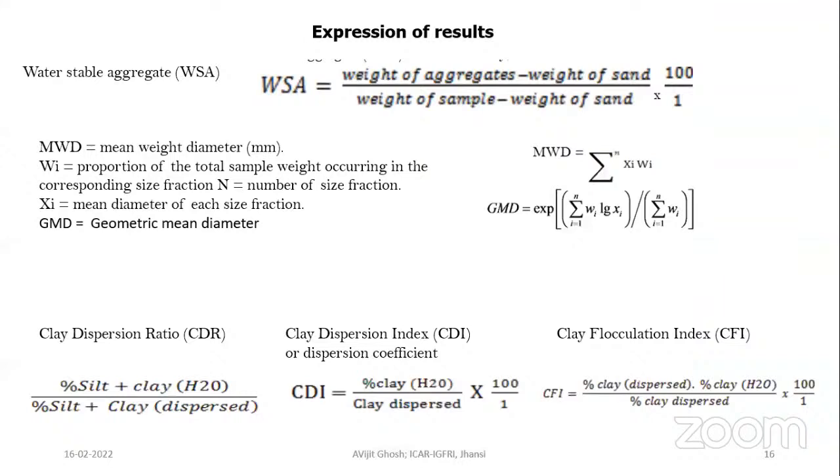Now, how do we express our result? For water stable aggregate, which is often asked in the GRF SRF question, we take the weight of aggregates minus the weight of sand, divided by the weight of sample minus the weight of sand, and express it in percentage. A more frequent method is expressing mean weight diameter. And what is mean weight diameter? You can see mean weight diameter is the summation of xi into wi. What is xi? Xi is the mean diameter of each size fraction.